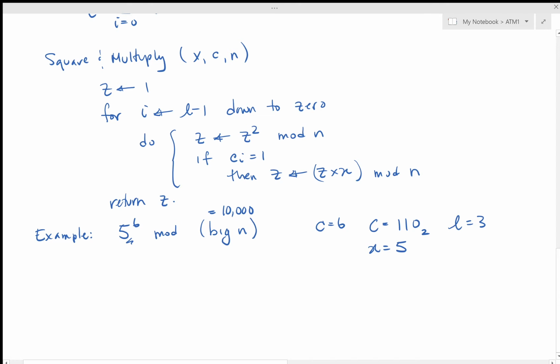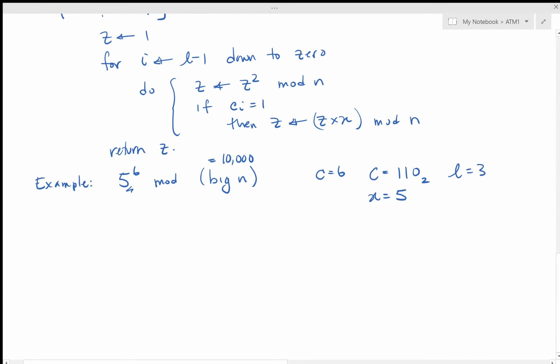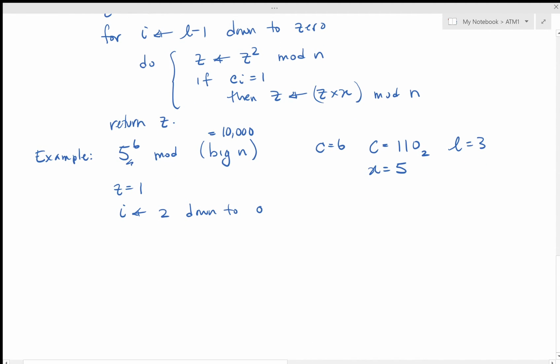Okay. So now what happens when we go through this algorithm? Z gets set equal to 1 at the beginning, and then I will be starting at 2, and it will be going down to 0. Okay, so we're going to go through each one of the steps. The first step would be when I is equal to 2. And so what would happen then? Well, Z is set equal to Z squared. So that means Z will be equal to Z squared, and Z is currently 1. So it'll be 1 squared, and that'll be 1.